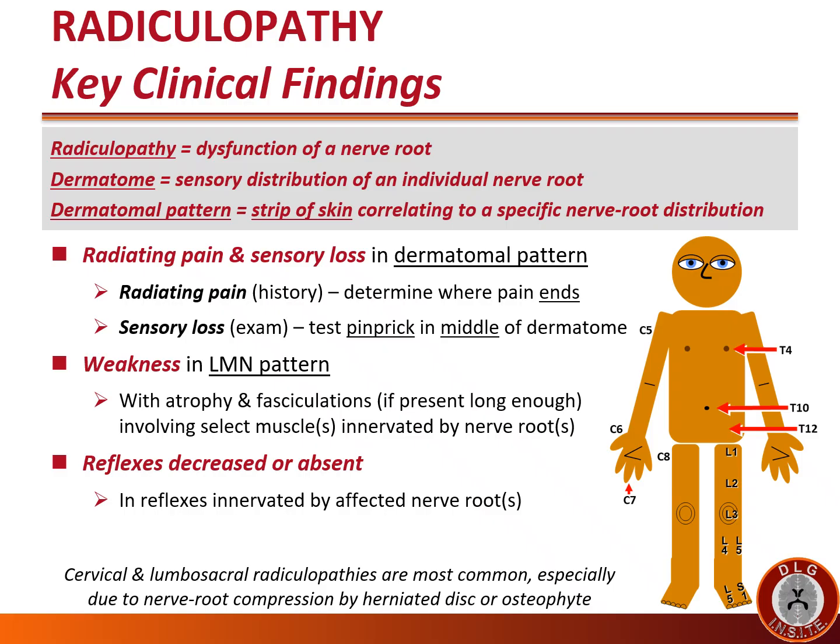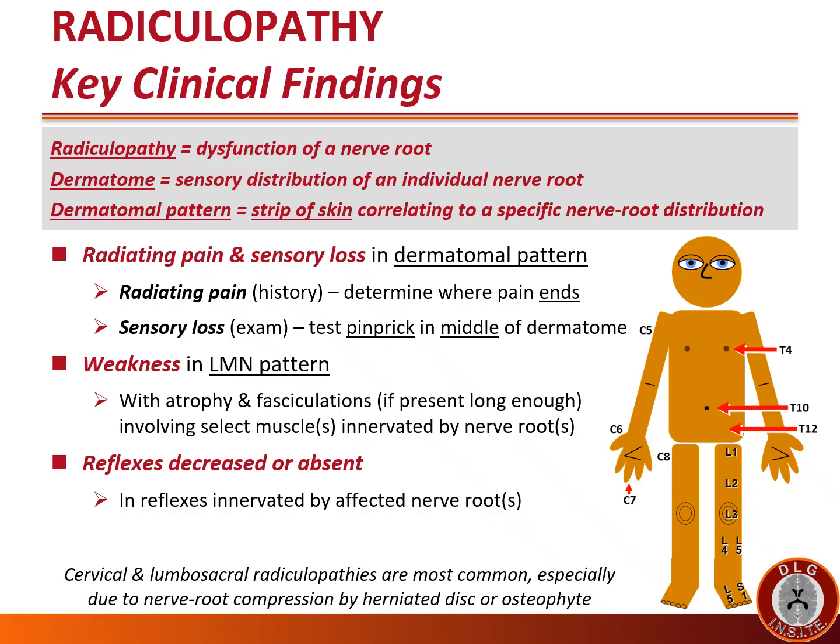And it's key on history to determine where the pain ends. When someone says, I have pain that shoots down my arm, that is not sufficient. One must ask, does it go to the thumb, to the middle finger, to the little finger? That tells you if it's C6, C7, or C8, for example. Or does it go into the big toe, L5, or the little toe, S1, for example, if it's down the leg? And the sensory loss would be in the same exact region as where the pain ends.